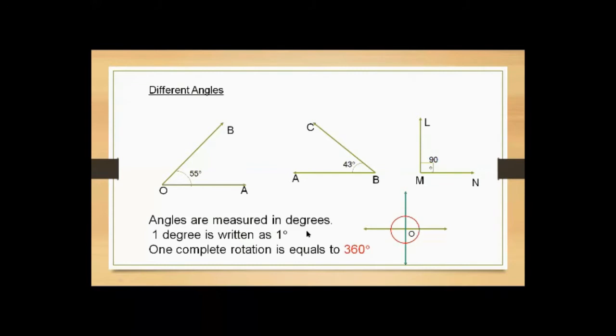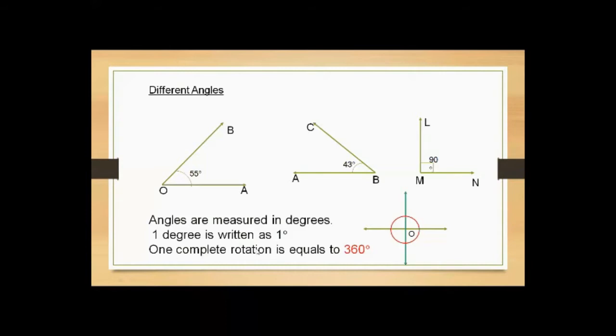Okay students, there are some important points for angles. Angles are measured in degrees. 1 degree is written as 1°. This symbol is called degree. A small hollow circle we construct here, so it is called degree.